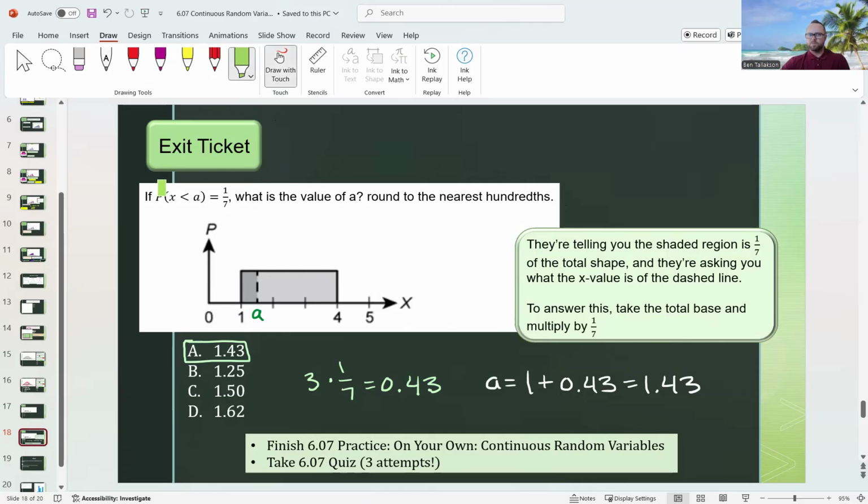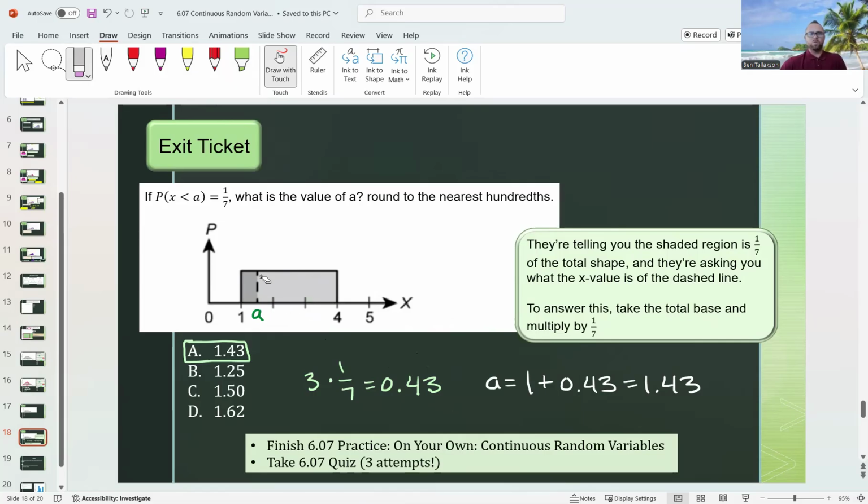It takes a little brain power at first. What they're telling you is the shaded region right here, this dark shaded gray, is 1/7 of the total shape. That's what this means. And they're asking you what the x value is on the dashed line. To answer this, you take the total base, so from 1 to 4, and multiply it times 1/7. So that's a distance of 3. Multiply it times 1/7 to get 0.43.